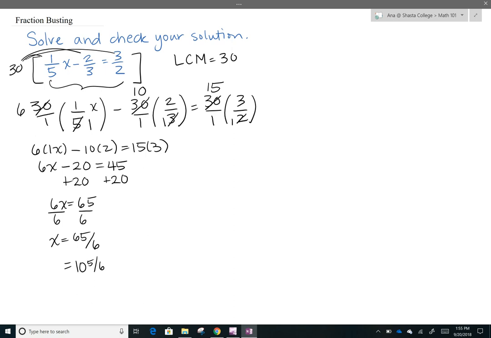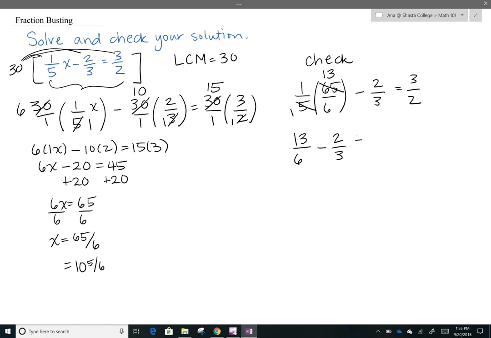If I want to check my solution involving this fraction, I take 1/5. My x term was 65/6 minus 2/3 equals 3/2. I'm going to take 5 and divide that into 65. 5 goes into 5 once. 5 goes into 65 13 times. So now I have 13/6 minus 2/3 equals 3/2.